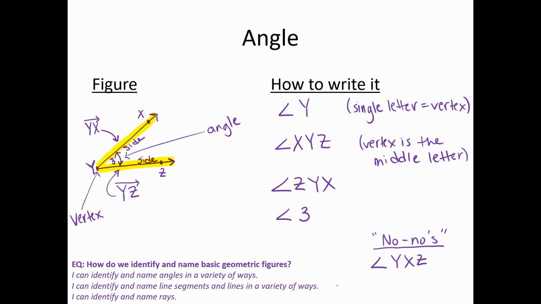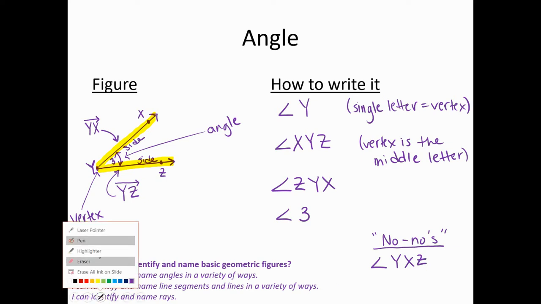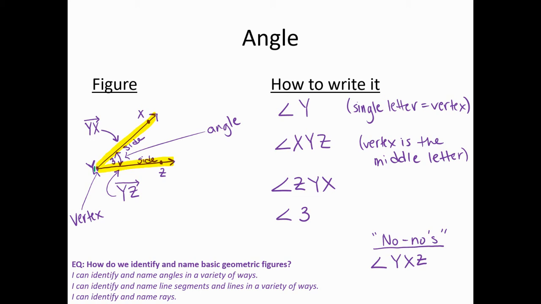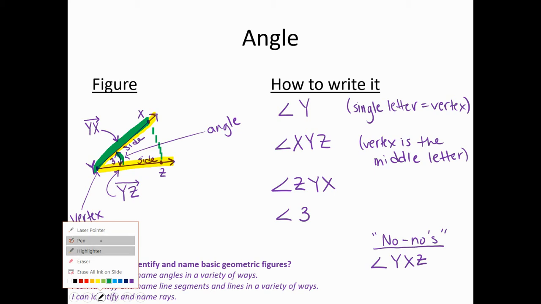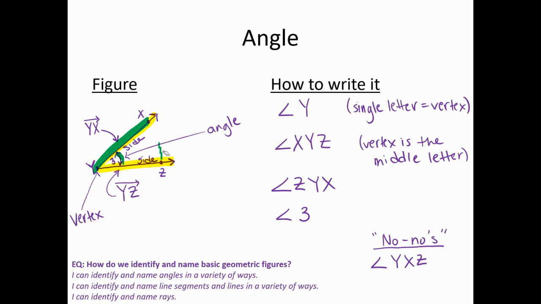this is a no-no because if I try to trace that, I go Y to X, and then there's no connection to Z. I'm no longer tracing the angle right here that I was trying to measure. So Y to X to Z doesn't make sense. It doesn't work. So just wanted to make sure we saw how that's a very common mistake. So you have to make sure that that vertex is the middle letter.